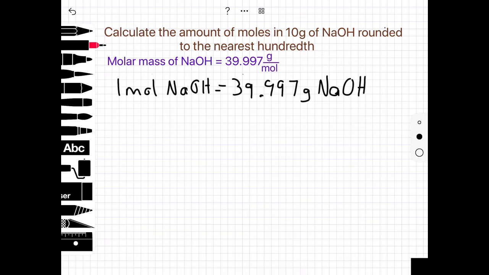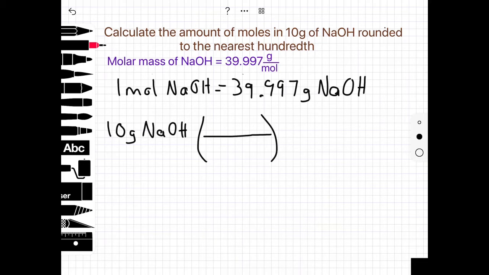Okay, so now let's start with the initial quantity. We have 10 grams of sodium hydroxide. Now we will use the conversion factor that has the grams of sodium hydroxide in the bottom and the moles of sodium hydroxide in the top.